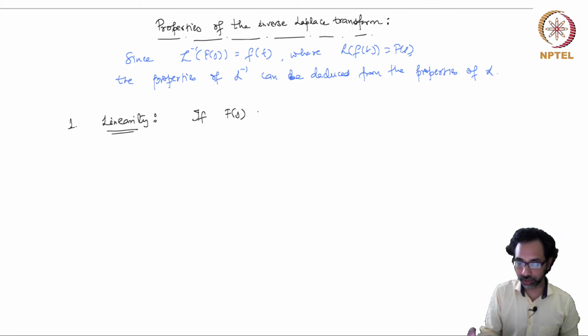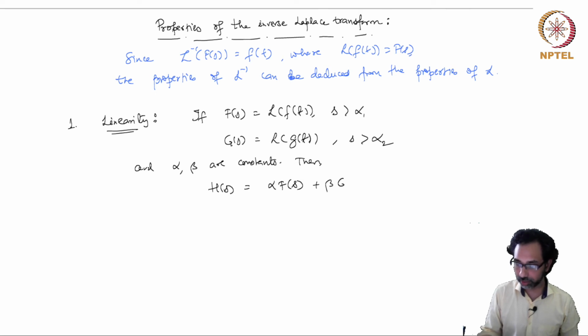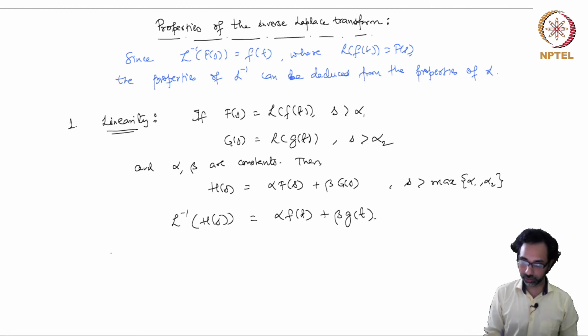It says that if F(s) is the Laplace transform of a function f(t) defined for s greater than alpha 1, G(s) is the Laplace transform of a function g(t) defined for s greater than alpha 2, and alpha, beta are constants, then the function H(s) defined as alpha times F(s) plus beta times G(s), for s greater than the maximum of alpha 1 and alpha 2, has the inverse Laplace transform of H(s) equal to alpha f(t) plus beta g(t).